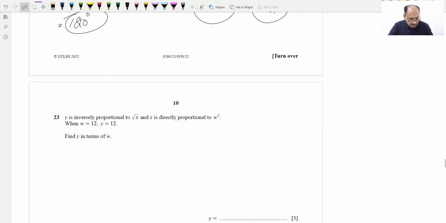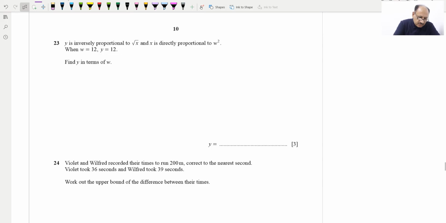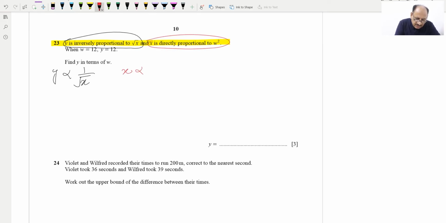Now this one, question number 23, is an inverse proportionality question. Y is inversely proportional to the square root of x. So we can write that y is inversely proportional to the square root of x. This is how we have written this expression mathematically. And x is directly proportional to w squared. The second statement is giving us that x is directly proportional to w squared.